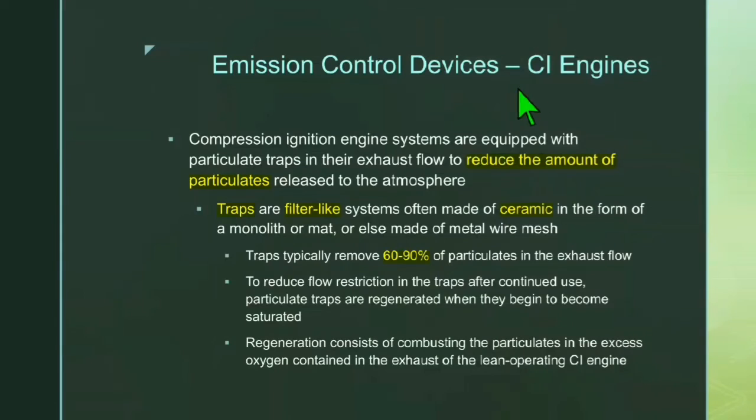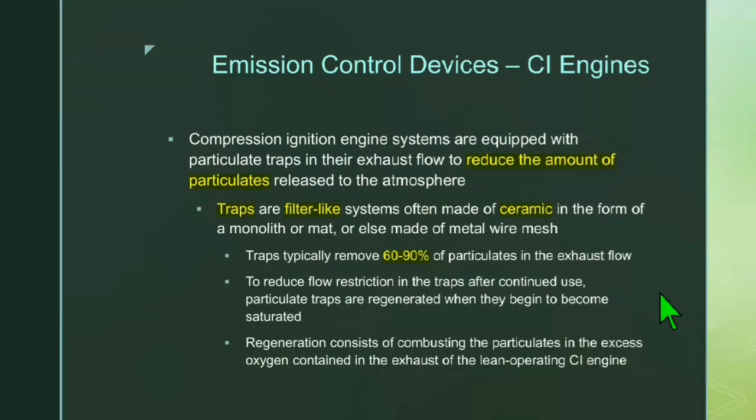Emission control devices, CI engines. Compression ignition engine systems are equipped with particulate traps in their exhaust flow to reduce the amount of particulates released to the atmosphere. Traps are filter-like systems, often made of ceramic in the form of a monolith or mat, or else made of metal wire mesh. Traps typically remove 60 to 90% of particulates in the exhaust flow.